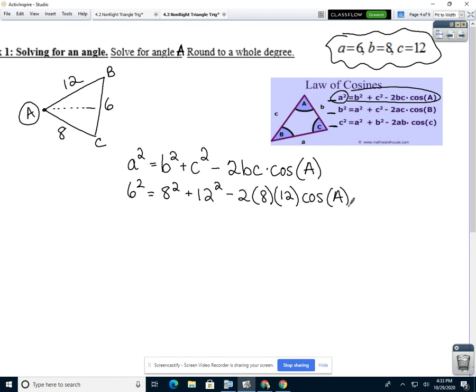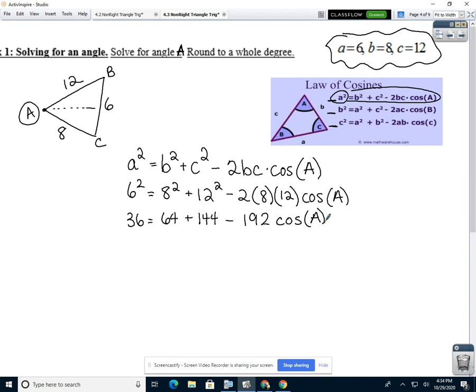So of course now, you might be thinking, okay, this seems pretty easy. Yes, it is. And if you don't think it's easy, that's okay. We're going to work through it and get through it together. So let's go ahead and simplify. 6 squared, 36. Love those simple squares. 8 squared, 64. Right? 12 squared, 144. And then we've got 2 times 8 times 12. So I'm going to put my minus sign. 2 times 8 times 12 is going to be 192. Right? We have cosine of A.